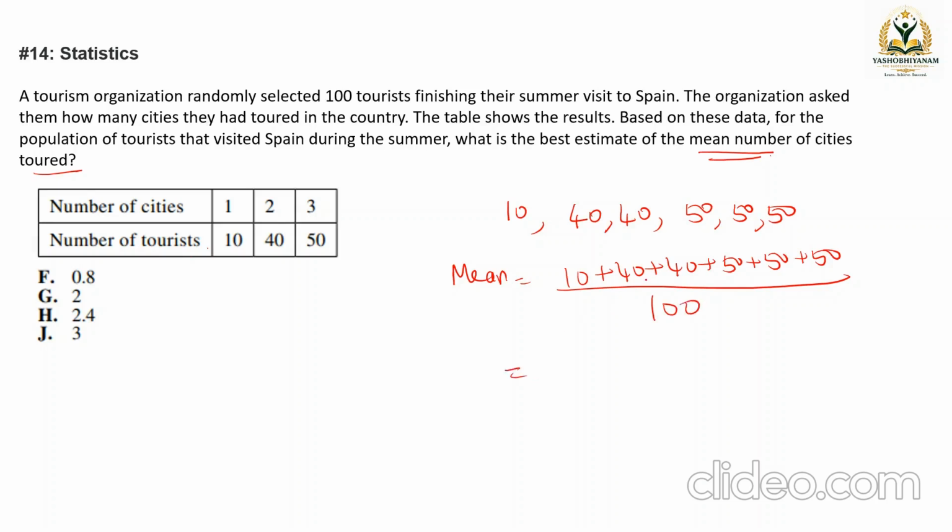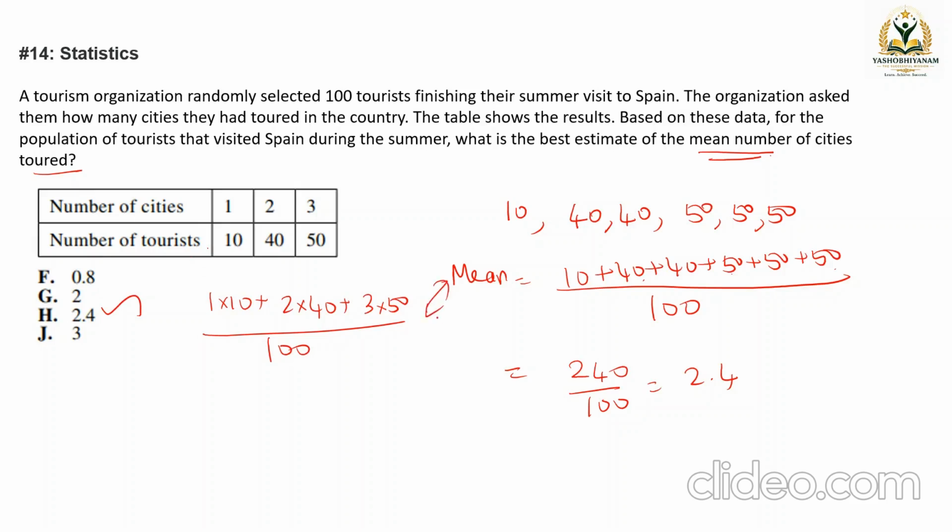So this would be 40, 80, 90, 150. This has to be 100 plus 50 is 150. This is 160, 200, 240. 240 divided by 100, the answer is 2.4. Either you can do it like this, or just multiply: 1 times 10 plus 2 times 40 plus 3 times 50, divided by the total number of observations, which is 100. That is the same as this one. Here, you get the same answer.